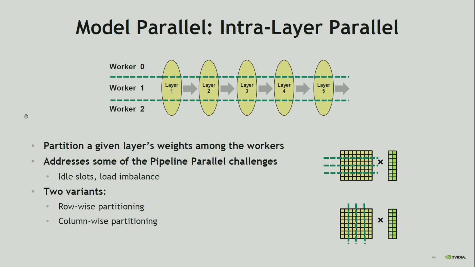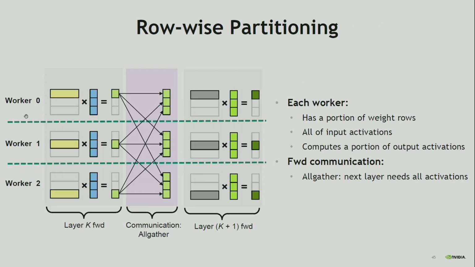So there are two variants of intra-layer parallelism, defined by how you partition the weights of the particular layer. We'll look at the case where your weights are just a matrix, a projection matrix, so those are the yellow square matrices at the bottom here. The variants are row-wise partitioning and column-wise partitioning. Those do exactly what the names suggest. Row-wise partitioning will take your weight matrix and partition its rows across the workers, and column-wise will partition the columns of that weight matrix across workers, and then proceed with computations. So let's take a look at illustrations of those.